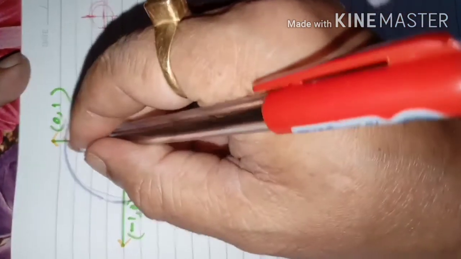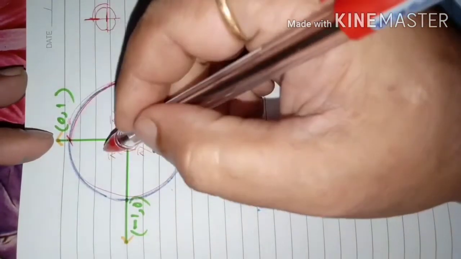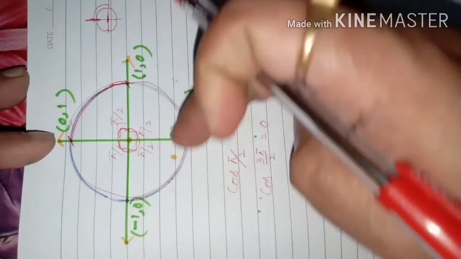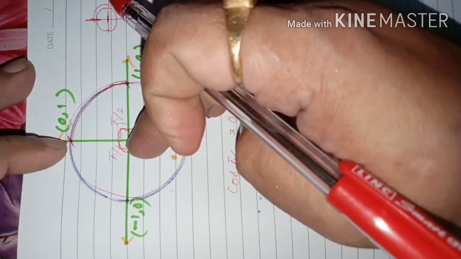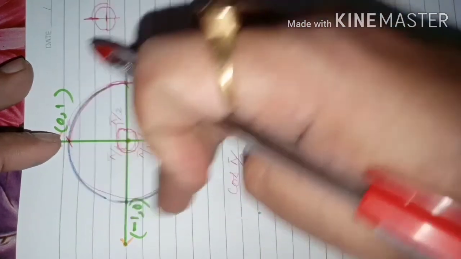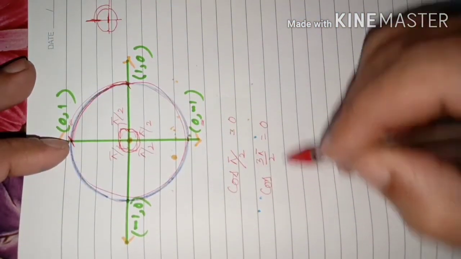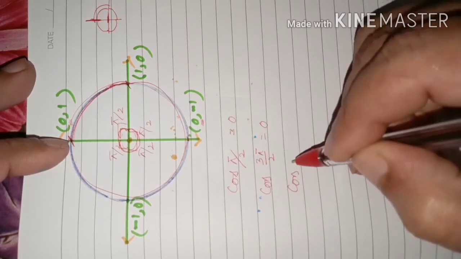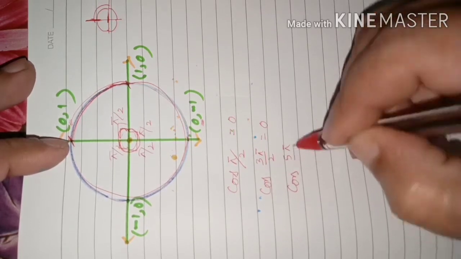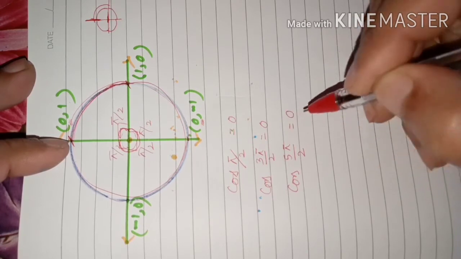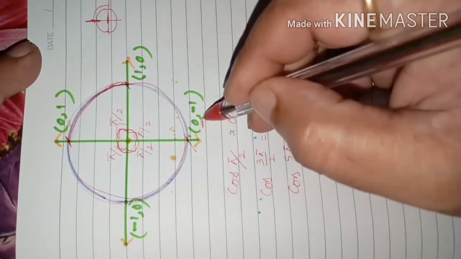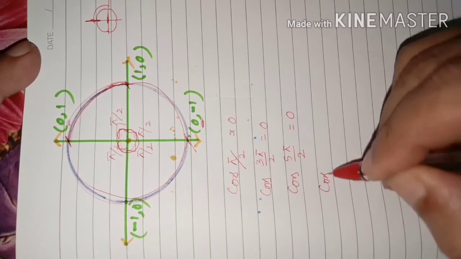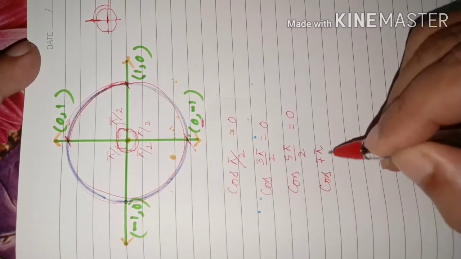When the point will situate here, after rotation of 5 pi by 2 angle about its center, when this moving point takes this position, that time it will be 5 pi by 2 angle. So for 5 pi by 2 again it will become 0. 6 pi by 2, 7 pi by 2. That means after 7 pi by 2, again cos will be 0.